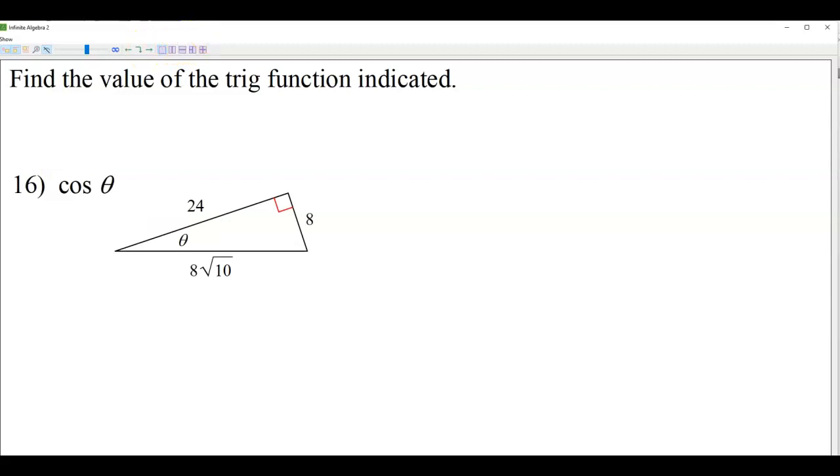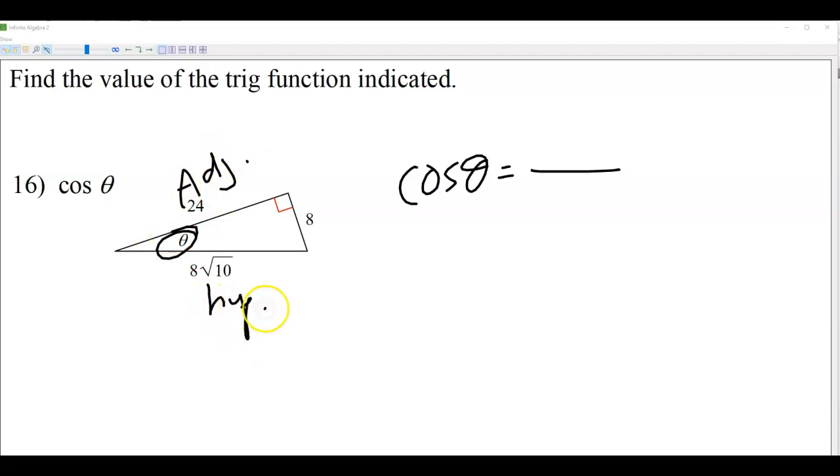Cosine. Got another one to do. So cosine of theta is adjacent over hypotenuse. So if here's my theta, this side here is my adjacent side, and this is my hypotenuse. So we have 24 over 8 radical 10.